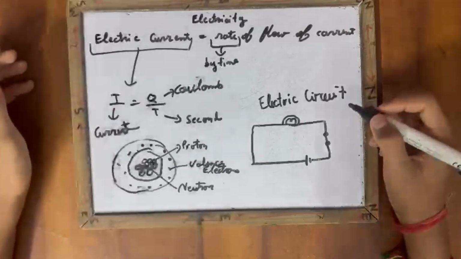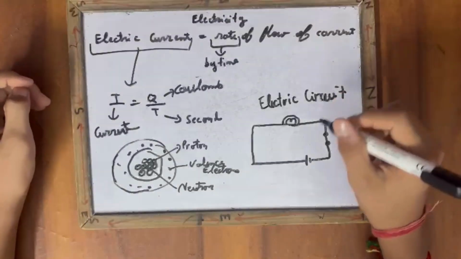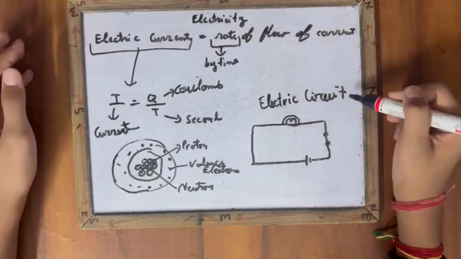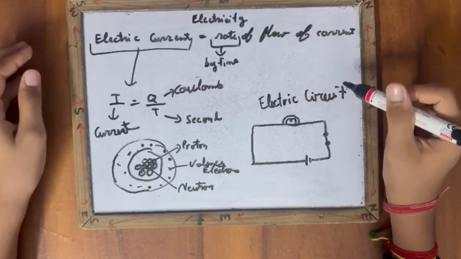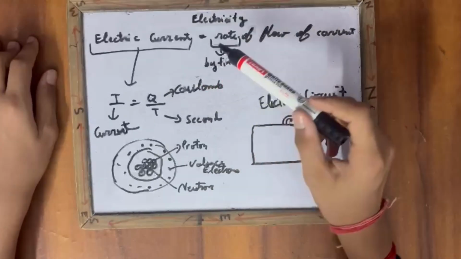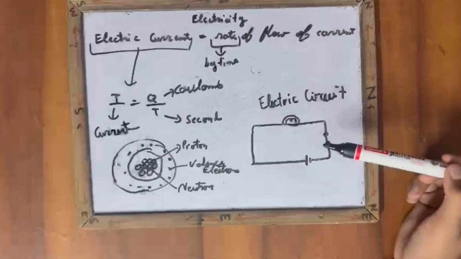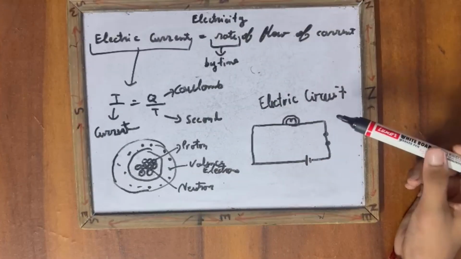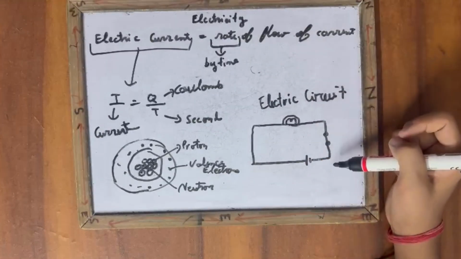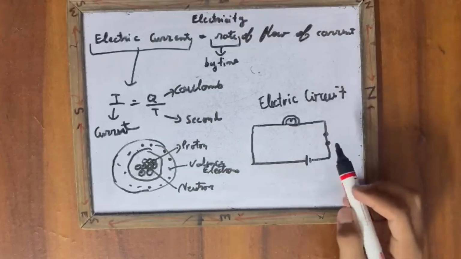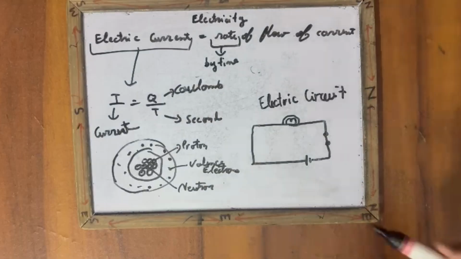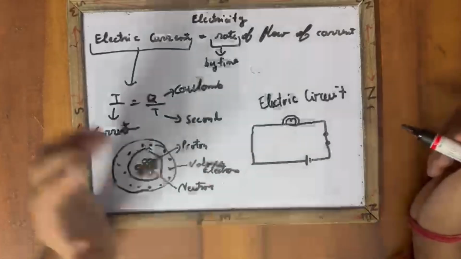Now, why are we studying electric circuits? We are studying it because the electric current is what we apply in an electric circuit. In these wires the current flows, and it flows by the movement of free electrons.